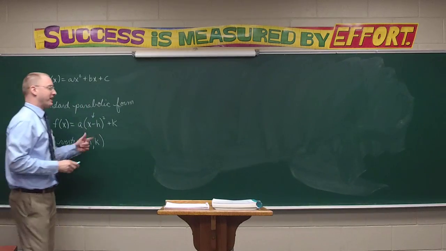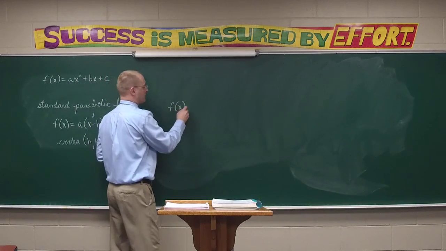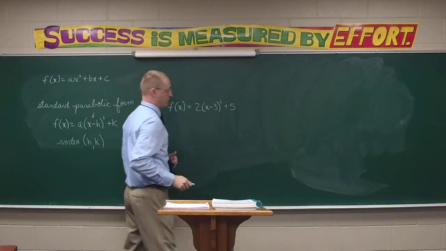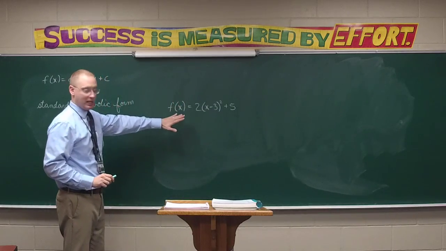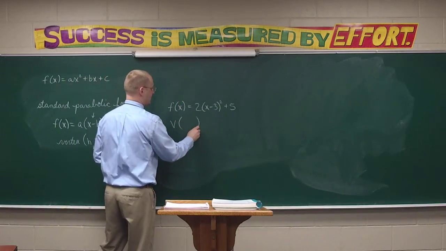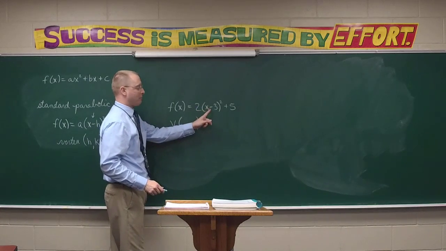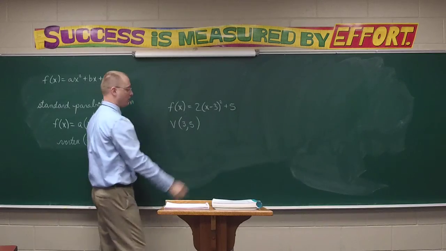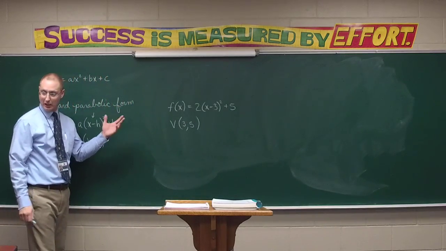That's important. If I gave you this quadratic, f of x is equal to 2 times x minus 3 squared plus 5, for instance, I can tell just by looking at this quadratic where the vertex is. This is in the form x minus h, where h is a 3 and k is a 5. The vertex is (3, 5). I can tell just by looking.